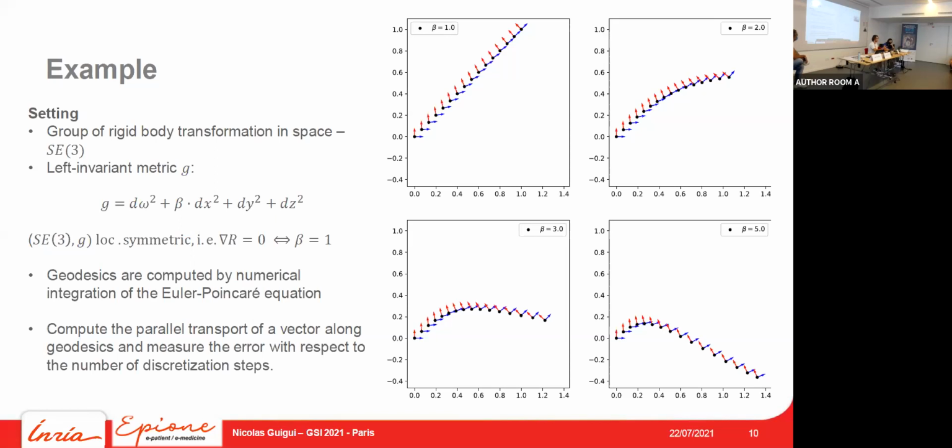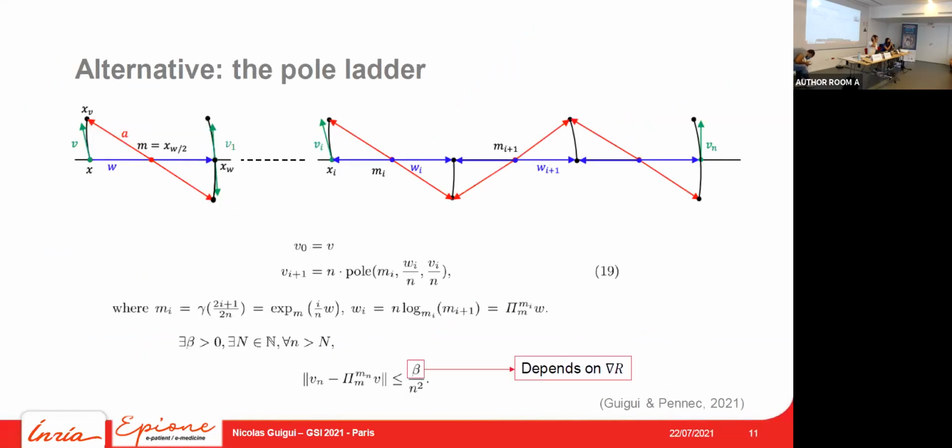And so here the geodesics are represented in SE2 and are computed with a numerical integration scheme. And in a similar fashion, we sample another tangent vector and parallel transport it along the geodesics. And then we measure the error with respect to the number of steps of the integration scheme. And we compare this method to the pole ladder, which Elodie already described. So it consists in iterating this construction of parallelograms, and it converges with quadratic speed.